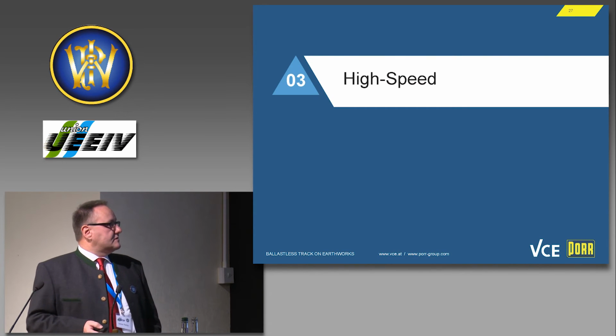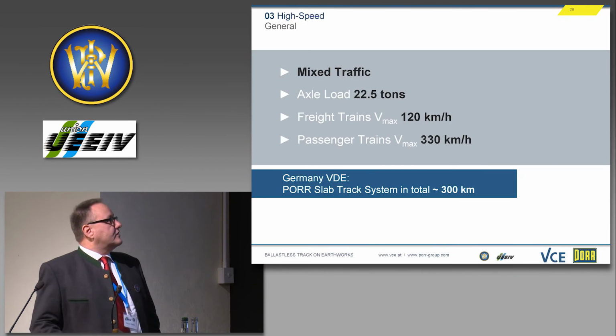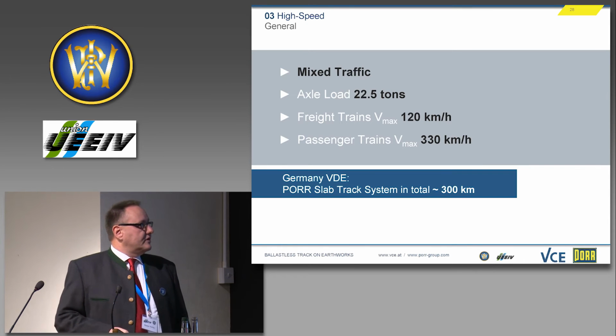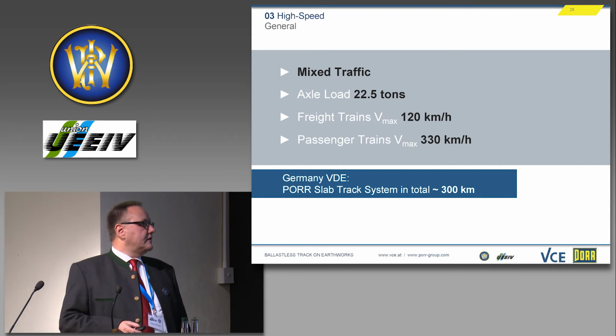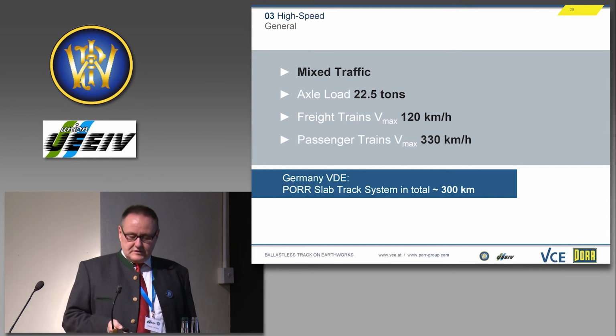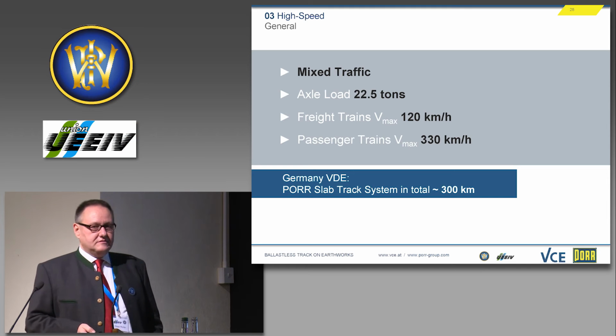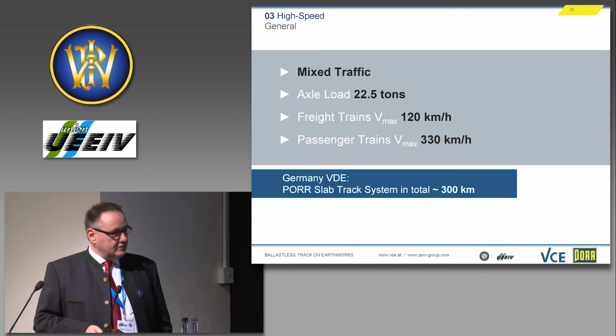For high-speed lines, we have a little bit different traffic. In Germany, for example, we run axle loads of about 22.5 tons on the VDE 8 line. The freight trains run at 120 kilometers per hour, and the passenger trains at 330 kilometers per hour.